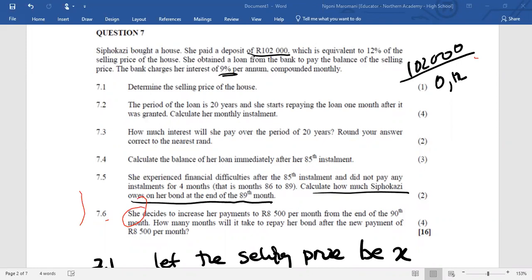Then on 7.5, there is an issue there. She cannot pay for the 4 months. We called that the deferred payments. If you are not able to meet your financial obligation, we agreed that the bank will help you by saying, okay, relax, sort yourself out, but the bank will always add interest for those months only that we have not been paying.